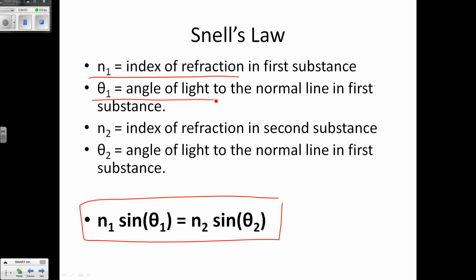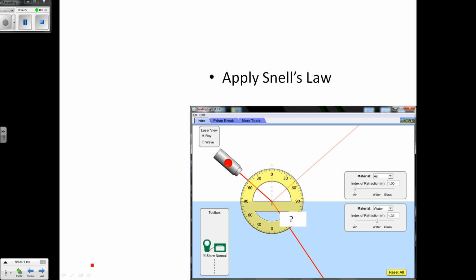That angle is going to be measured from a normal line. n2 and theta 2, then, are your index and your angle in the second medium, the one that light is transitioning into. So, for example, if light is coming from water to air, n1 and theta 1 will be in the water, n2 and theta 2 will be in the air. If light, however, is going from air to water, they would then be on the other side. So let's look at an example here to apply Snell's law. In this case, I have a laser beam firing light into the water.